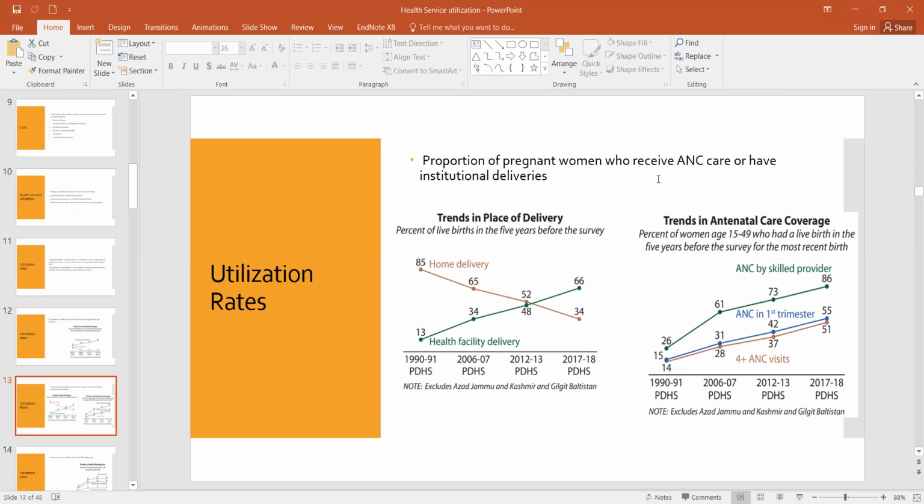Proportion of pregnant women who receive antenatal care or have institutional deliveries. The trends in the recent 20 years show a remarkable change in the utilization rate. Like in 1991, only 13% of deliveries were conducted in a primary healthcare facility, but now this trend has changed up to 66% of deliveries conducted in a primary healthcare facility or institutional deliveries, and antenatal coverage has also increased from 26% to 80%.